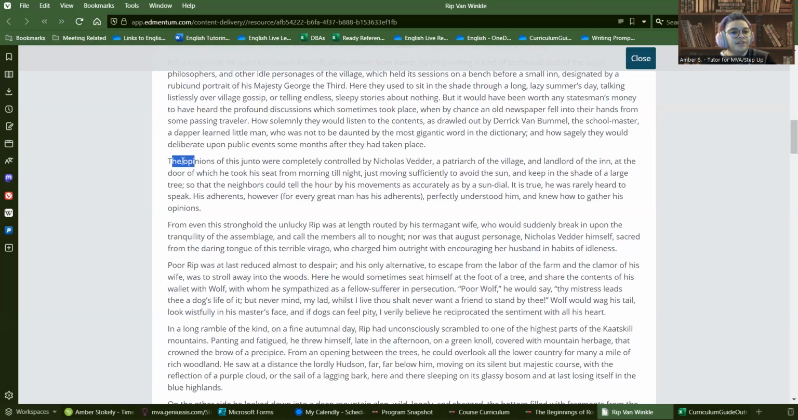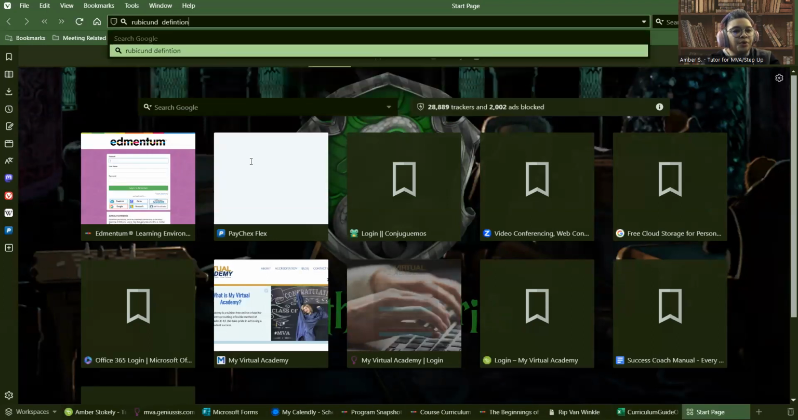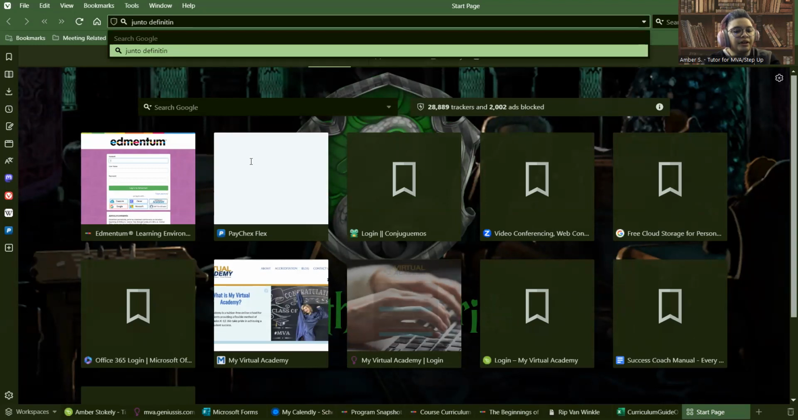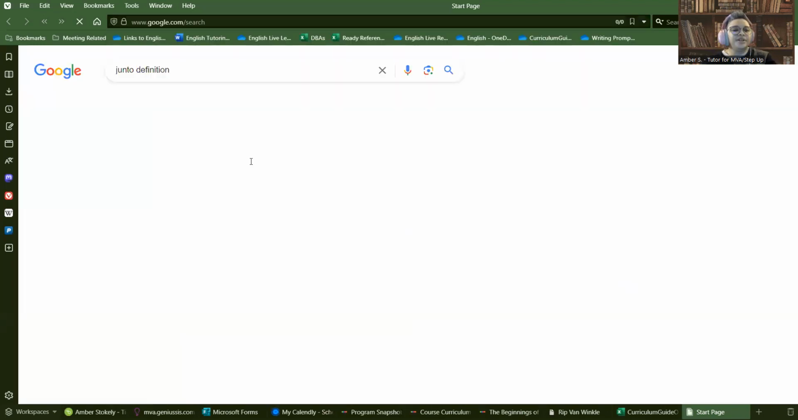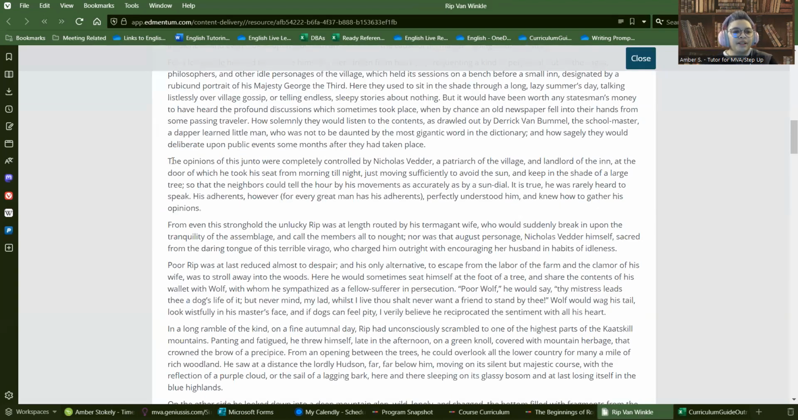The opinions of this junto, and junto basically is just a fancy word for a group. But we're going to confirm it just by looking it up. Yep, so it says a political grouping or faction, especially in 17th or 18th century Britain, which is exactly the time period we're talking about here. So this is a political grouping. So groups of people who get together to talk about politics.